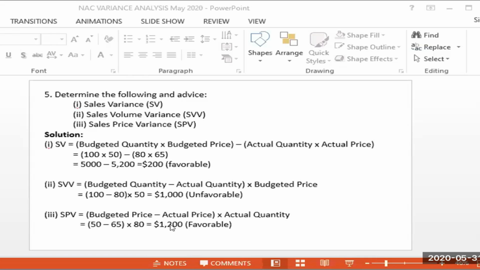So this is negative, and because it's negative and we are analyzing sales, this becomes favorable. I hope you get the difference in terms of interpretation when you're looking at sales and when you're looking at costs. This simply means we had set a price of 50, but we ended up selling at 65. So we are doing better for the organization because we have increased our profit margin compared to what was anticipated.